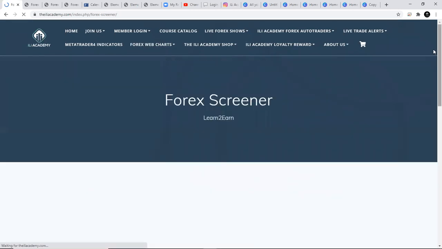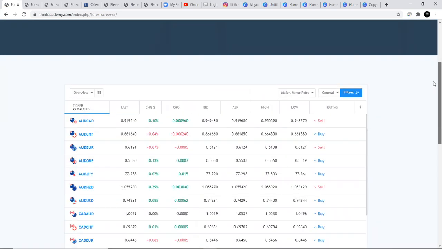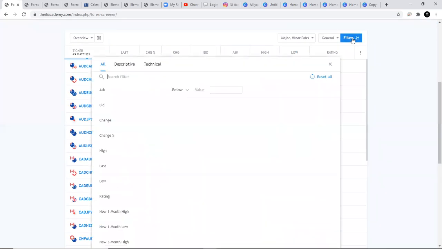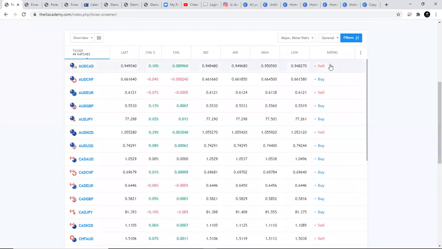And the Forex screener, you can set certain parameters for it, and it's going to show you buy sell ratings on the particular pairs. There's lots of things. You can add different filters to it. If you want the ask above a certain value or below a certain value, you can have that, and this will just filter the trades according to what you want it to have.